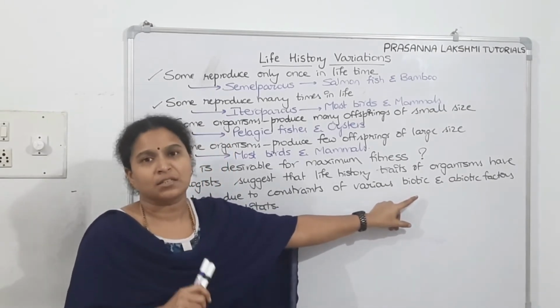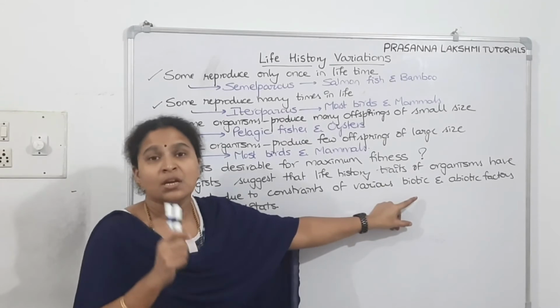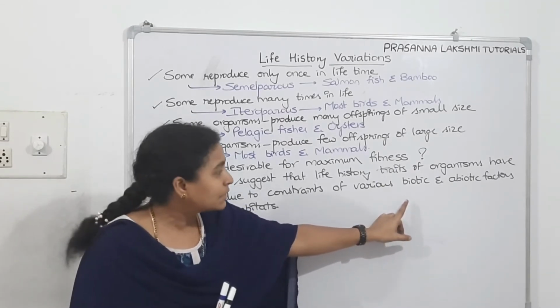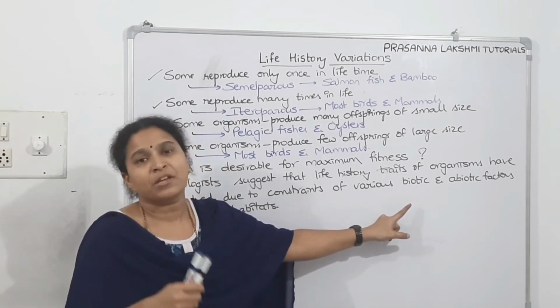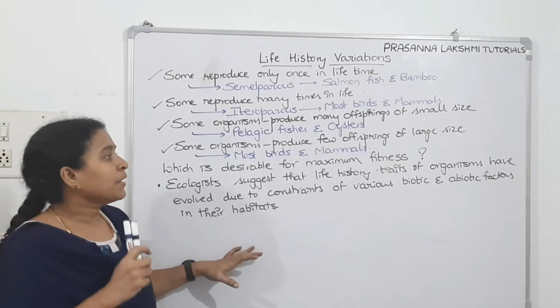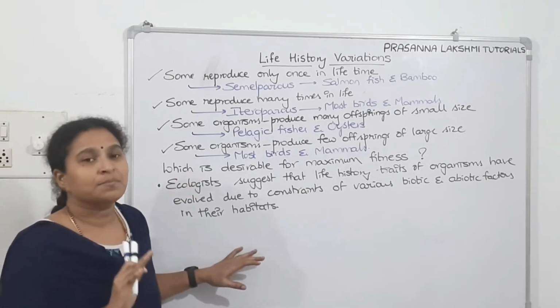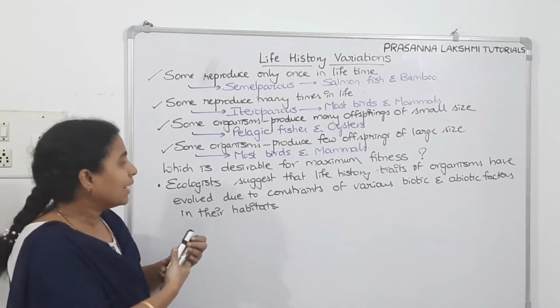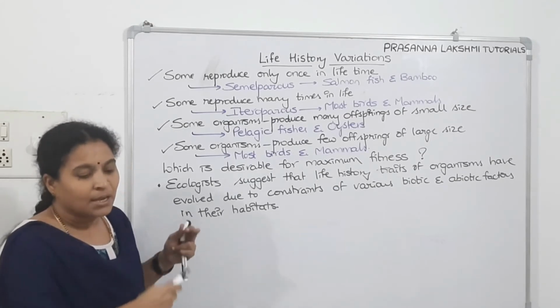What are biotic factors? Biotic factors means population interactions, predation, competition, parasitism, commensalism, like that. Abiotic factors: temperature, wind, soil, all these are abiotic factors. So they believe that the life history traits of the organisms are due to the constraints raised by these biotic and abiotic factors, right?